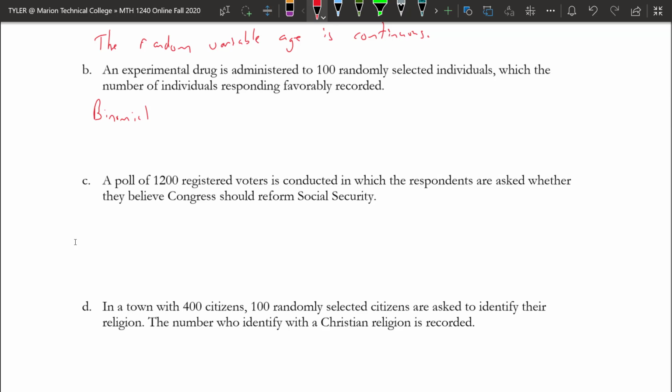So that seems to be reasonable, right? We're polling registered voters. It's likely that one person's not going to impact the other person's opinion, right? Success or failure needs to be the outcome, so that would be true, right? Either you believe or don't believe, right? We're kind of forcing them to pick yes or no, and then the probability of success would be the same for each trial, right? So this would also be an example of a binomial experiment, right?